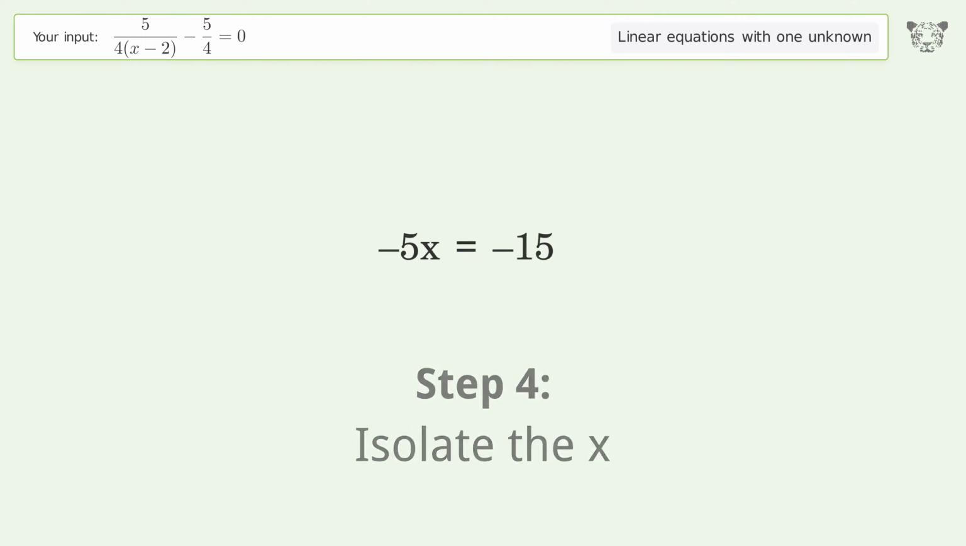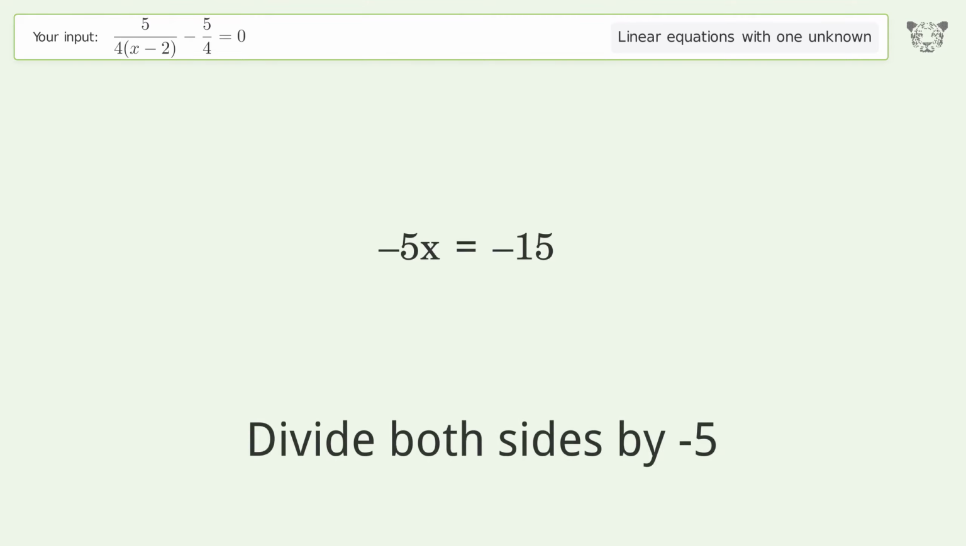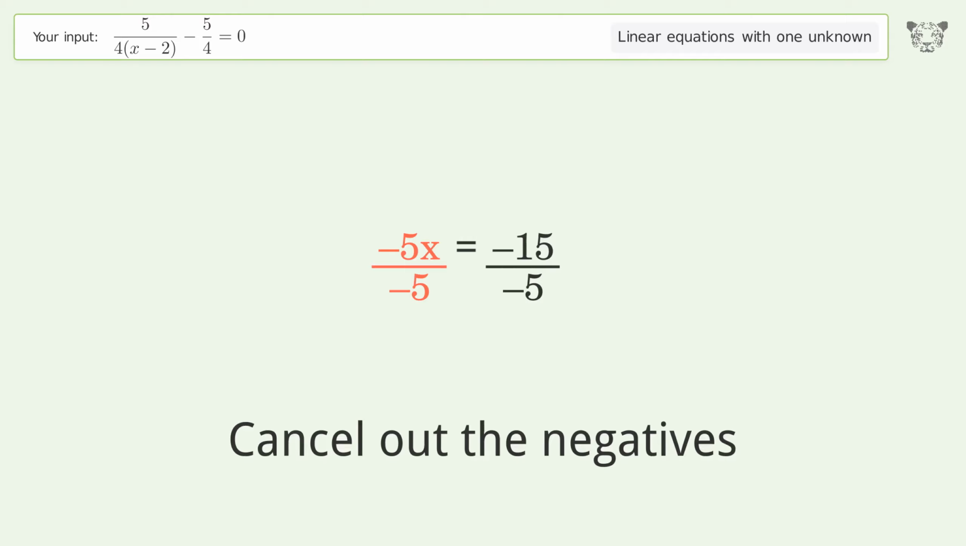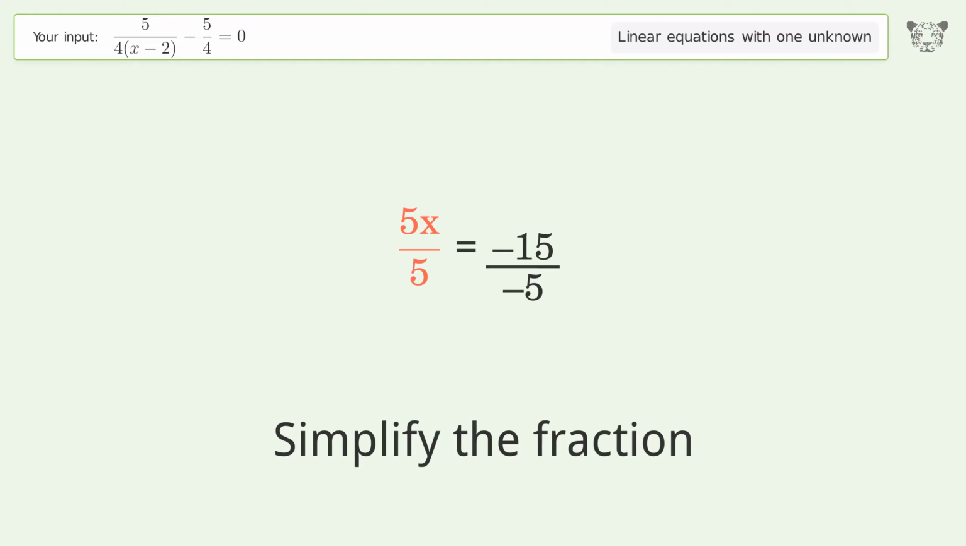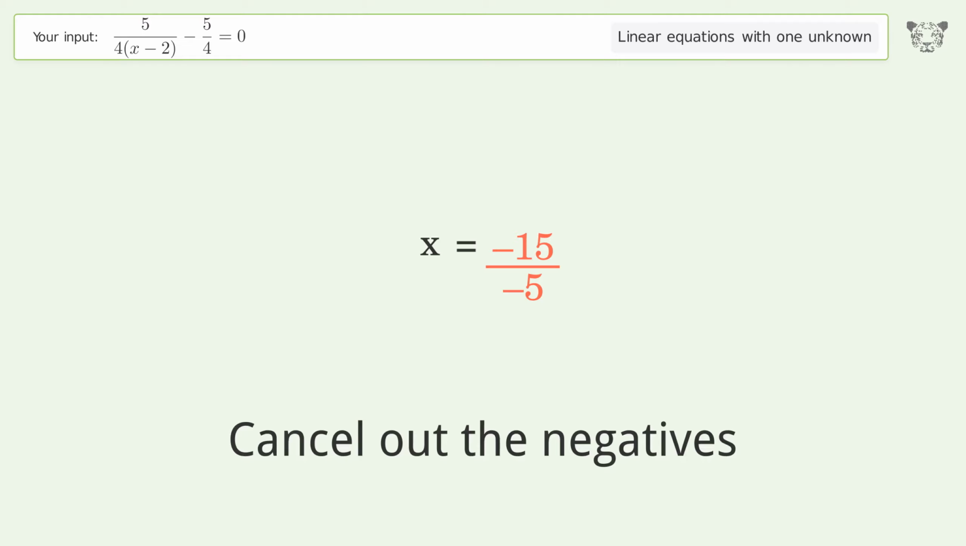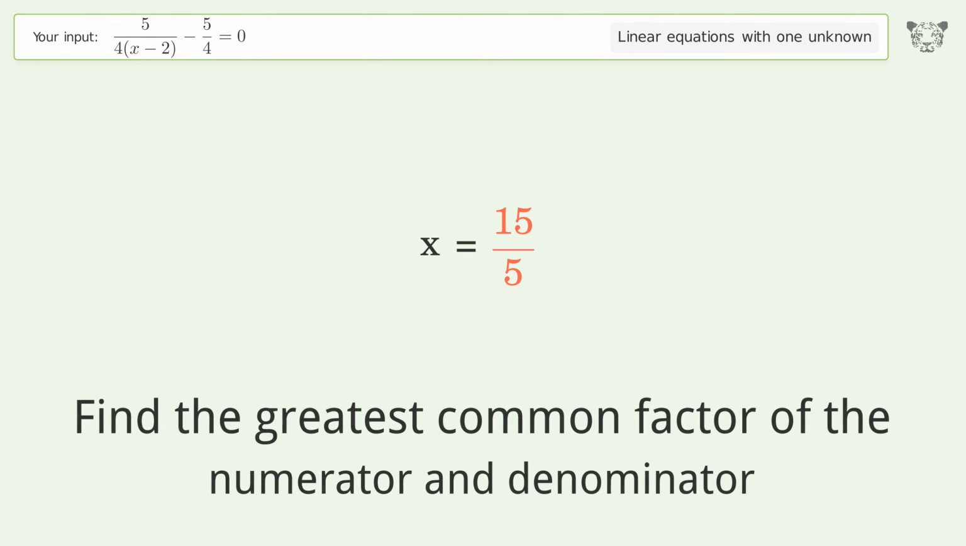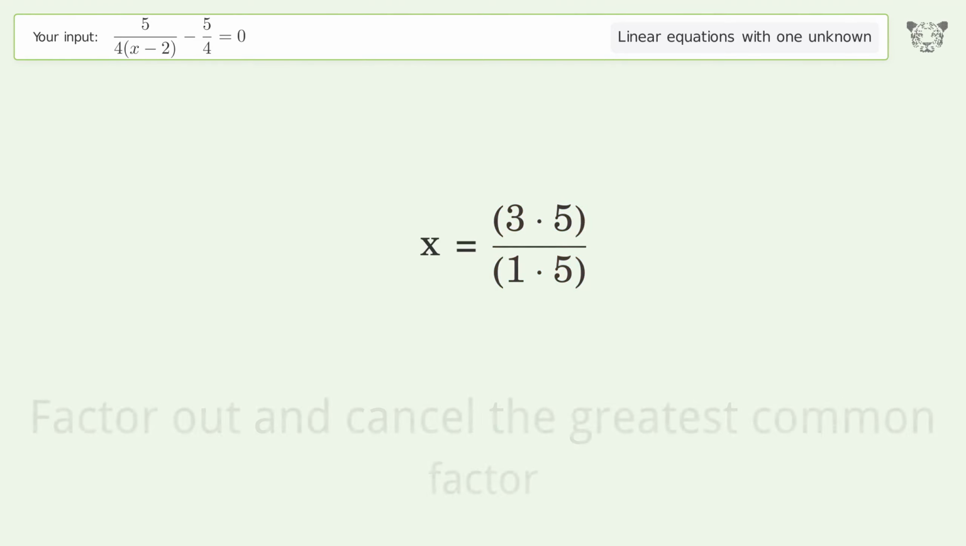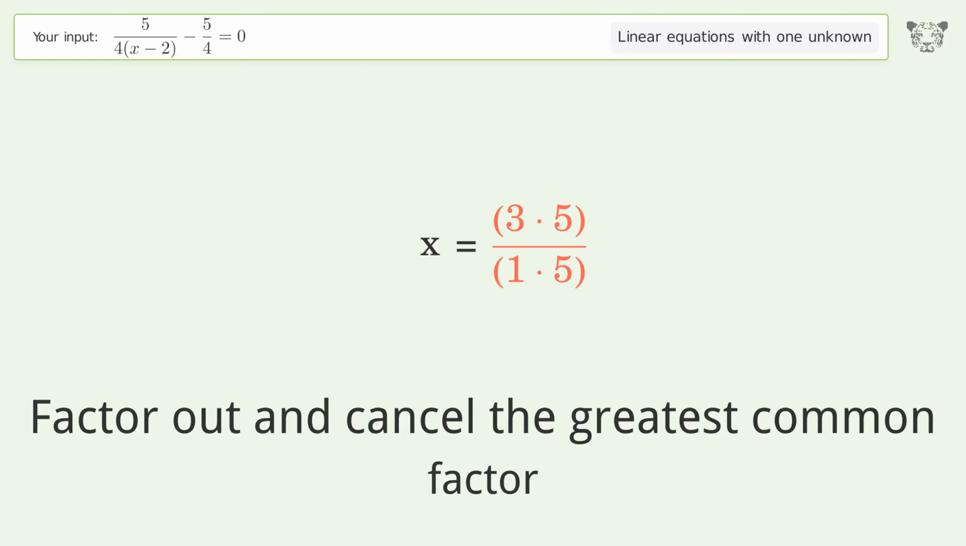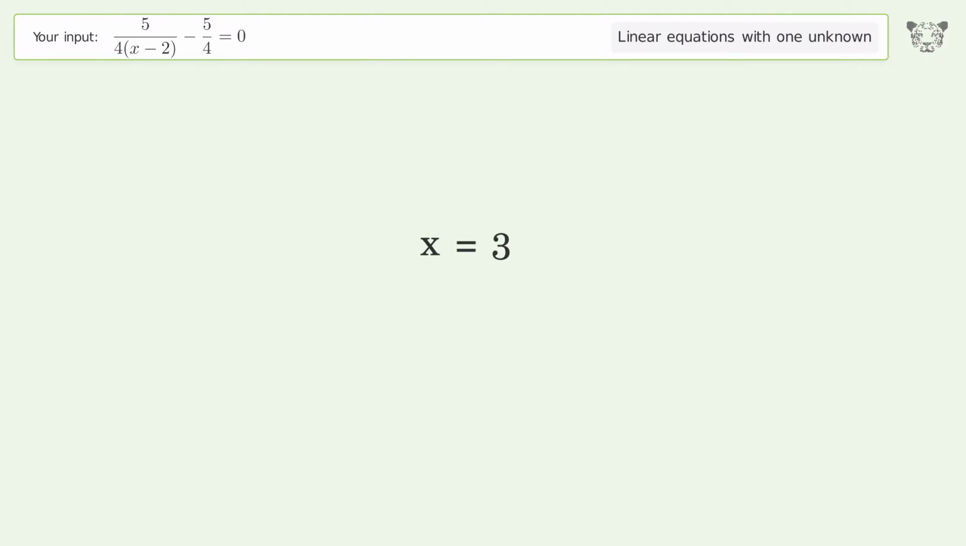Isolate the x. Divide both sides by negative 5. Cancel out the negatives. Simplify the fraction. Cancel out the negatives. Find the greatest common factor of the numerator and denominator. Factor out and cancel the greatest common factor. And so the final result is x equals 3.